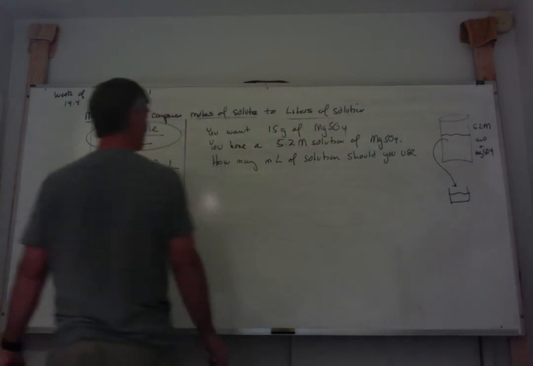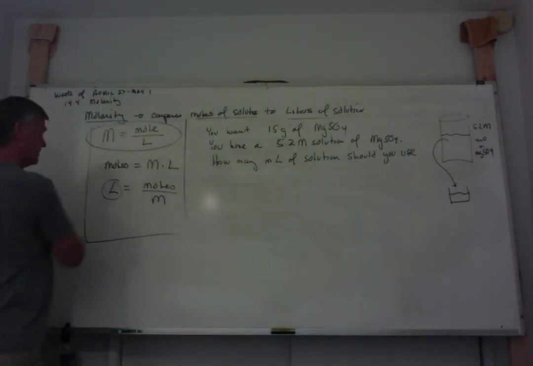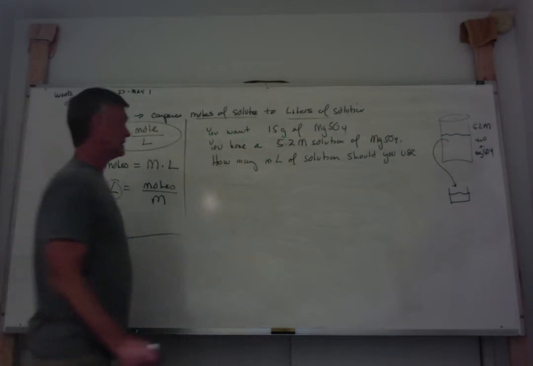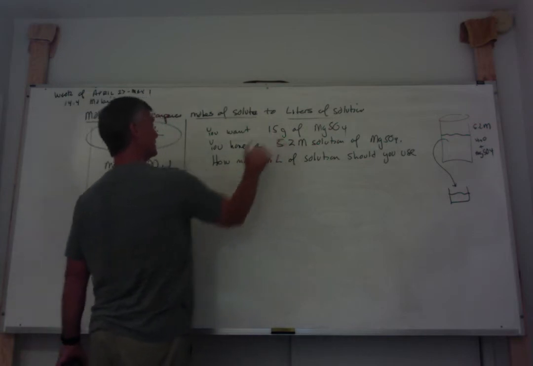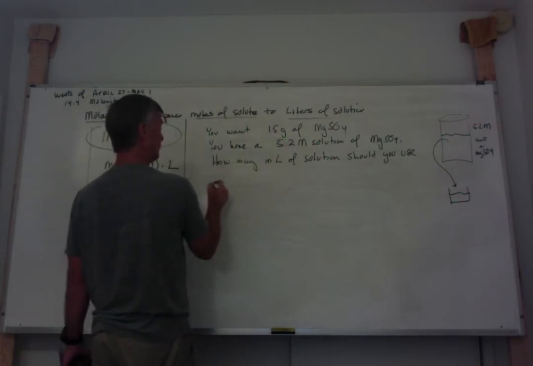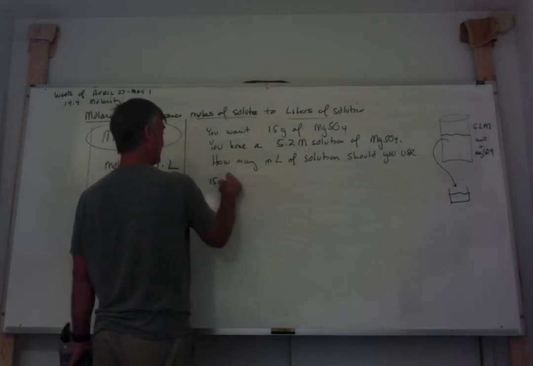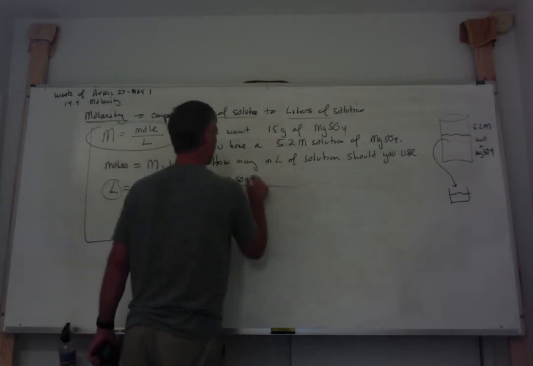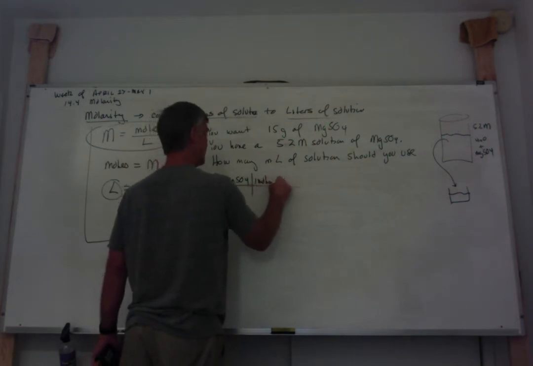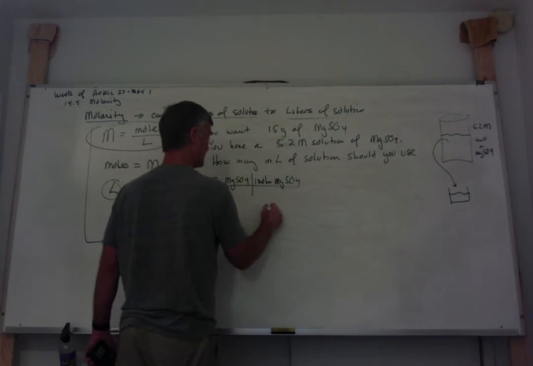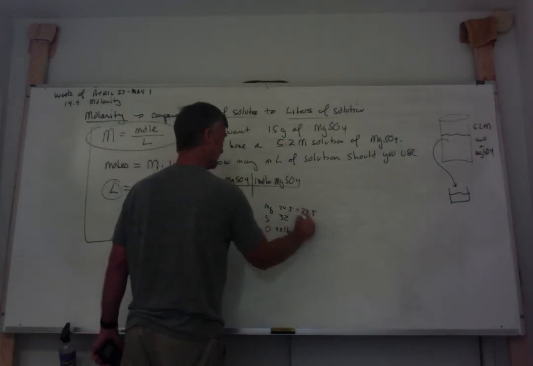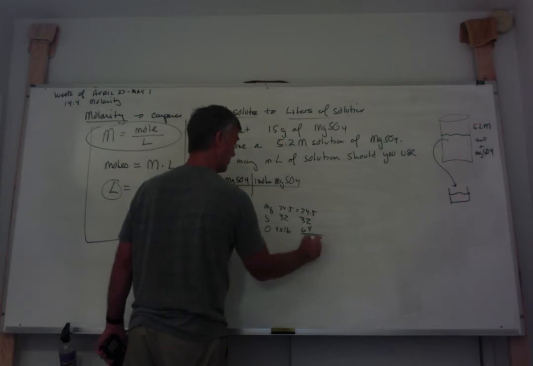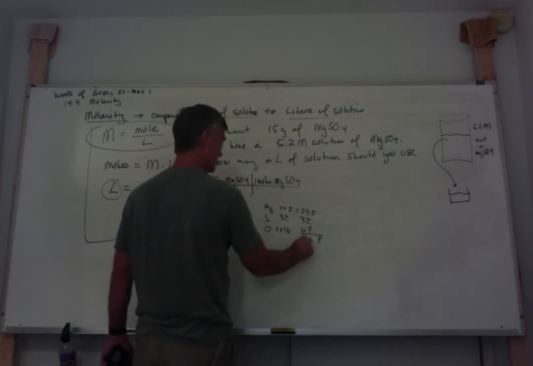Well, if you think about this problem, what I'm actually after is liters. So it says milliliters, but it's liters. I know what molarity is. That's 5.2. What I need to do is change 15 grams of magnesium sulfate into moles. So 15 grams magnesium sulfate, 1 mole of magnesium sulfate. Magnesium is 24.5, sulfur is 32, oxygen is 4 times 16, so 24.5, 32, and 64, is 120.5.